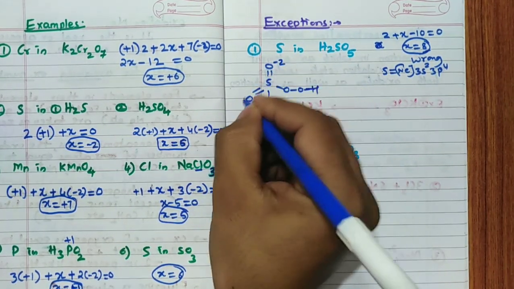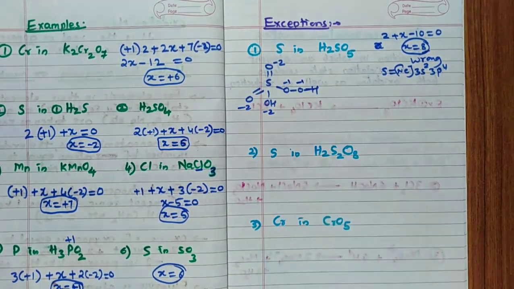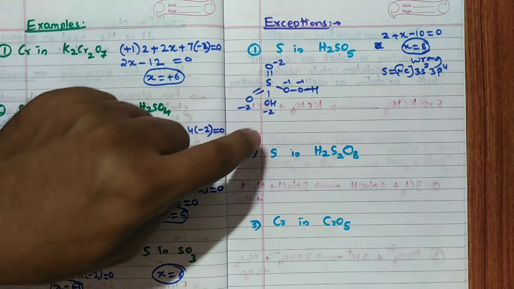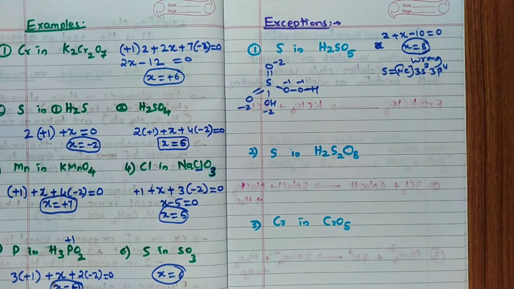Now peroxide linkage means what? This is minus 2, this is minus 2, this is minus 2. But this is minus 1, minus 1. Peroxide linkage. Which means without knowing the structure of these, we cannot tell the sulfur oxidation state exactly. So these are all exceptions. Exceptions are very less in number. You have to remember these.